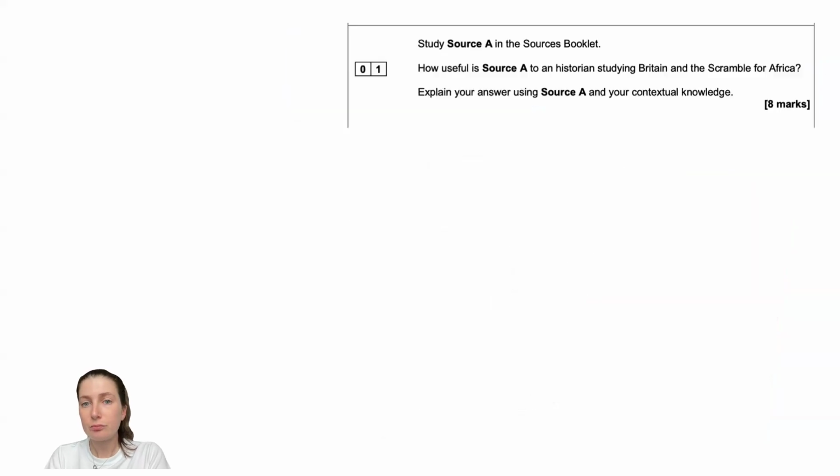So we're going to start with the first question, the sources question. It's going to say, study source A from the source booklet. How useful is source A to a historian studying something? Now, in this case, it's asking about Britain and the scramble for Africa. And you need to notice that in the question, it reads, explain your answer using source A and your contextual knowledge. Now, it's really, really important.